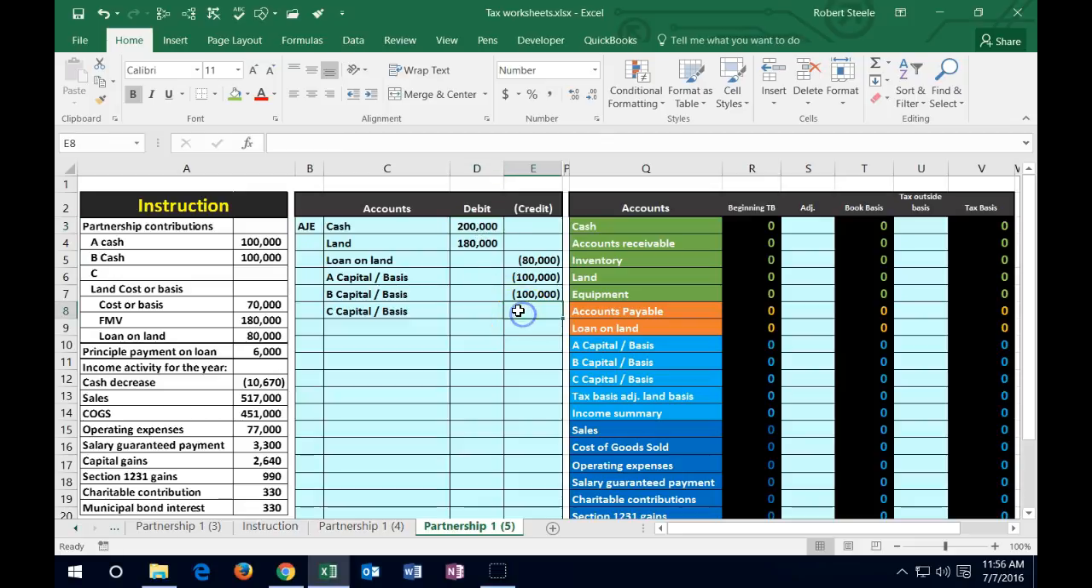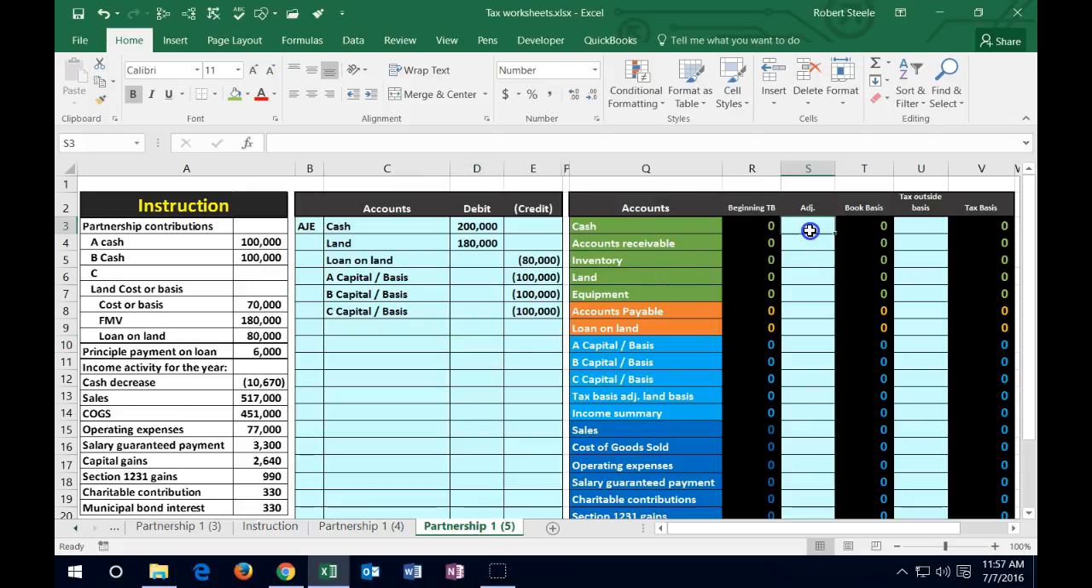And then C, we've got the fact that they put in the 180 minus the 80 here. So we could think of C as basically two entries, but it's basically the net of those two. So that's going to be the other 100,000. That offsets the 100 here and the 80 there. That's going to be our journal entry to put this on the books on a book basis.